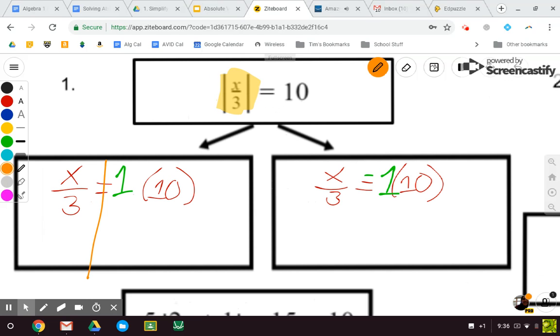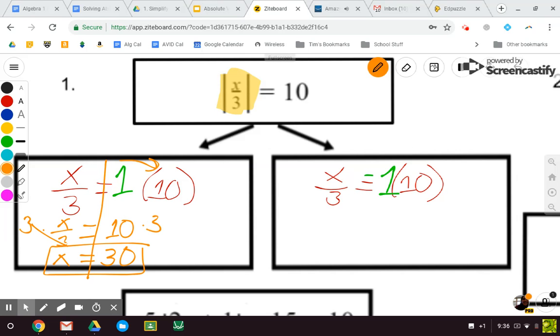So I'm going to prepare. There's nothing to prepare, so I'm ready to distribute. So I got x over 3 equals 10. Now x divided by 3, to undo divided by, I multiply by 3. So I got x equals 30.